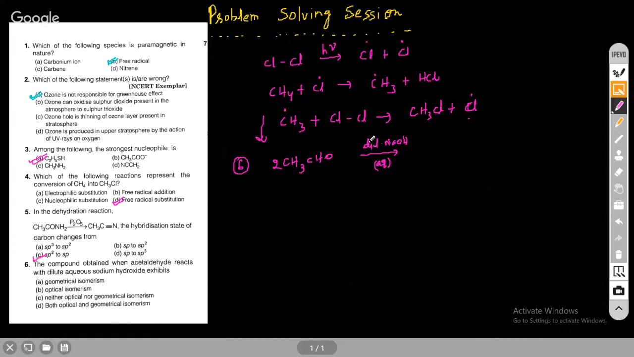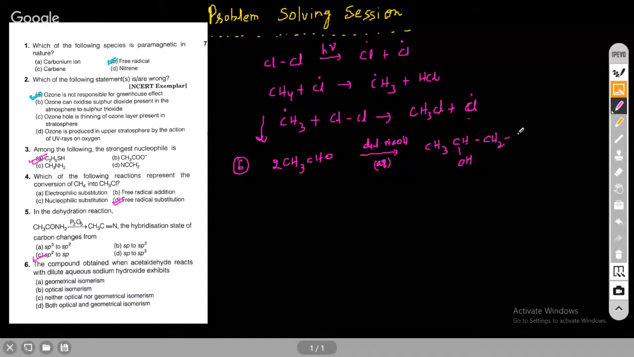first of all, we'll get aldol here, right? So aldol is what? CH3 CHOH CH2CHO. This is beta hydroxyaldehyde, and beta hydroxyaldehyde is nothing but aldol. Aldehyde or ketone, we call it aldol. Right?